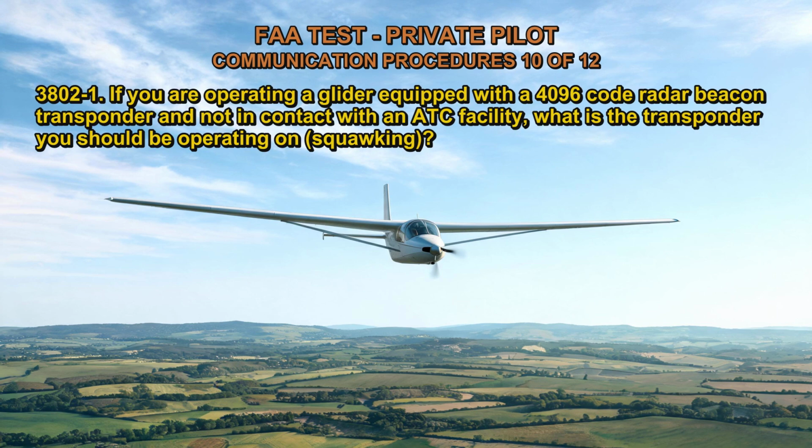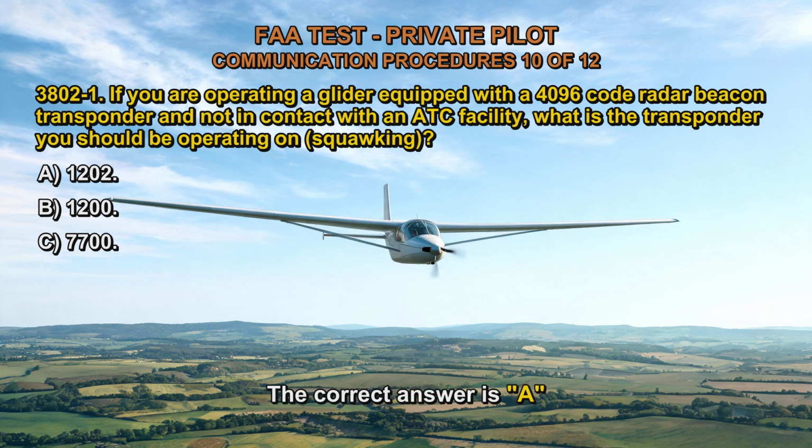3802-1. If you are operating a glider equipped with a 4096 code radar beacon transponder and not in contact with an ATC facility, what is the transponder code you should be squawking? A. 1202. B. 1200. C. 7700. The correct answer is A.